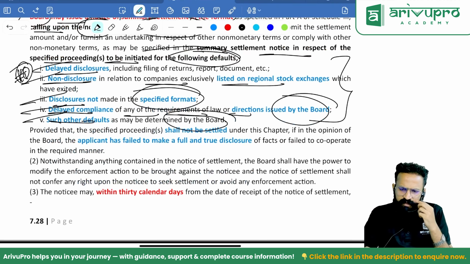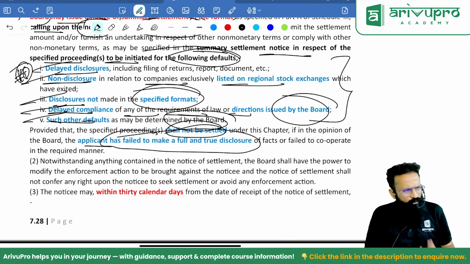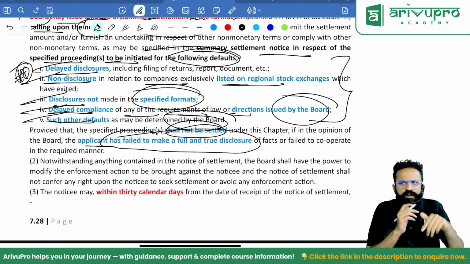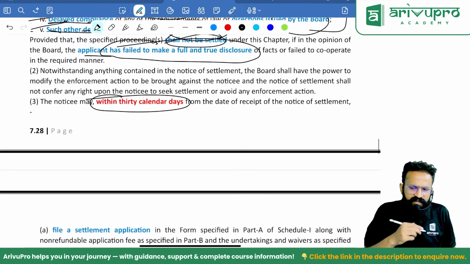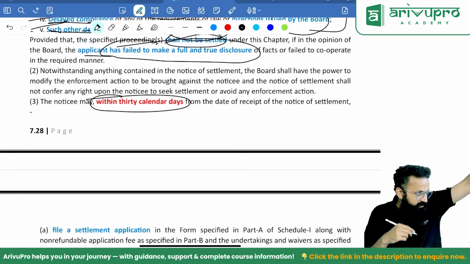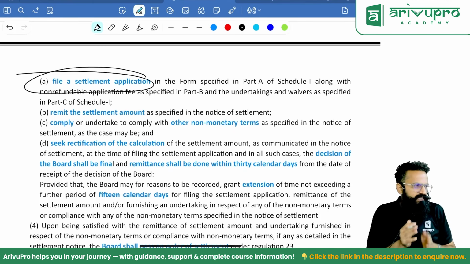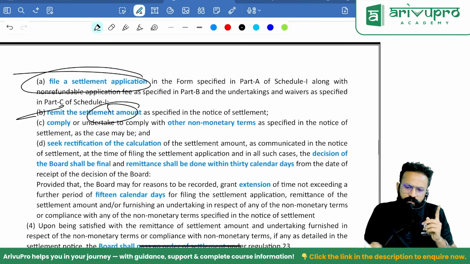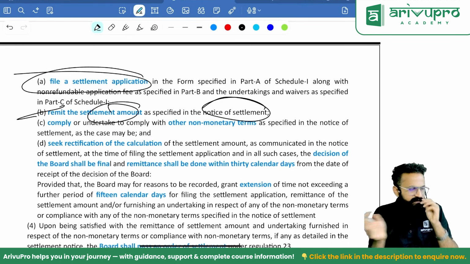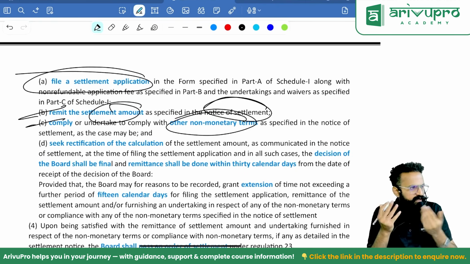Provided that the specified proceeding shall not be settled if in the opinion of the board, the applicant has failed to make a full disclosure. I have told you, if you do not make a full disclosure, summary will not happen. We will leave this here. Now, the notee may, within 30 calendar days from the date of receipt of the settlement order issued by SEBI, file a settlement application. I will say, sir, I will file. And remit the settlement amount as specified in the notice of settlement. Whatever is the money, you send it. Comply with the non-monetary terms, suspension and all of that, comply with it.